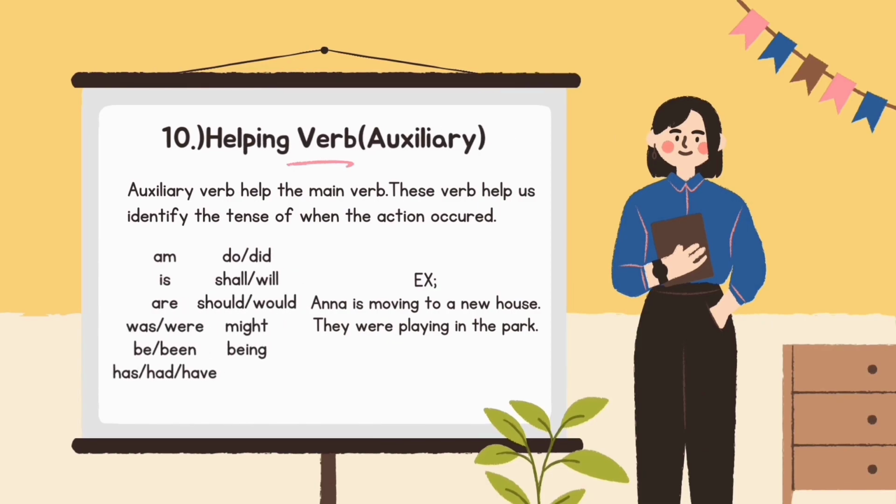Helping verb or auxiliary. Auxiliary verbs help the main verb. These verbs help us identify the tense of when the action occurred. Am, is, are, was or were, be or been, has or had or have, do or did, shall or will, should or would, might, and being. Example: Anna is moving to a new house. They were playing in the park.